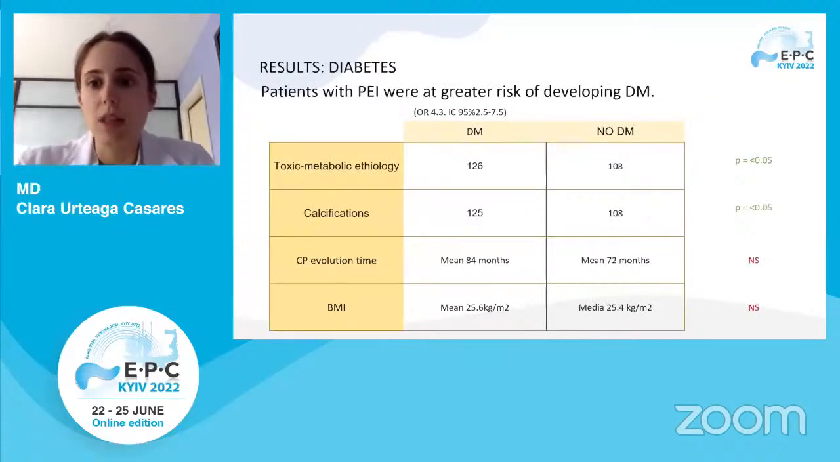Logically, again, if we think of patients who suffer from an exocrine pancreatic insufficiency, we see that those patients also develop an endocrine insufficiency. So patients with PEI were at greater risk of developing diabetes. As well as in the chart we saw before, there was a positive association between the toxic metabolic etiology and the presence of calcifications. However, unlike the chart before, we did not see a positive association between a longer evolution time of chronic pancreatitis and the presence of diabetes.